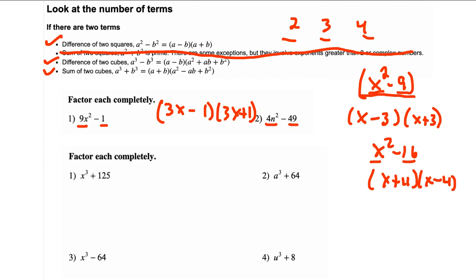Now, is this a perfect square? Is this a perfect square? Yes. The square root of 4n squared is 2n. The square root of 49 is 7. So this is 2n minus 7, 2n plus 7. So if you get the difference of two squares tonight, it should be fairly easy, right?